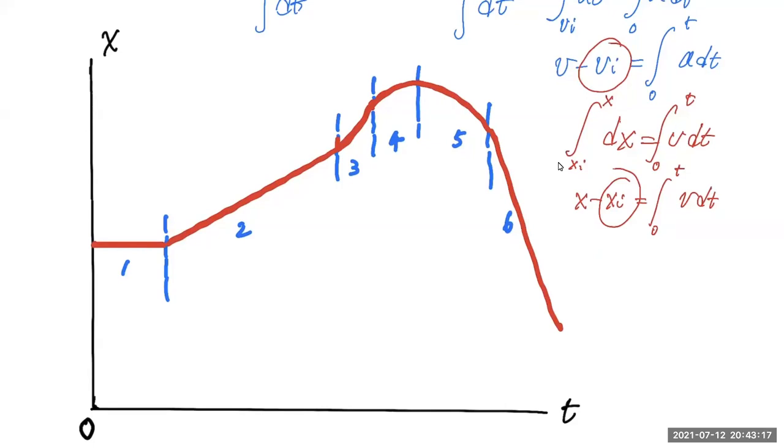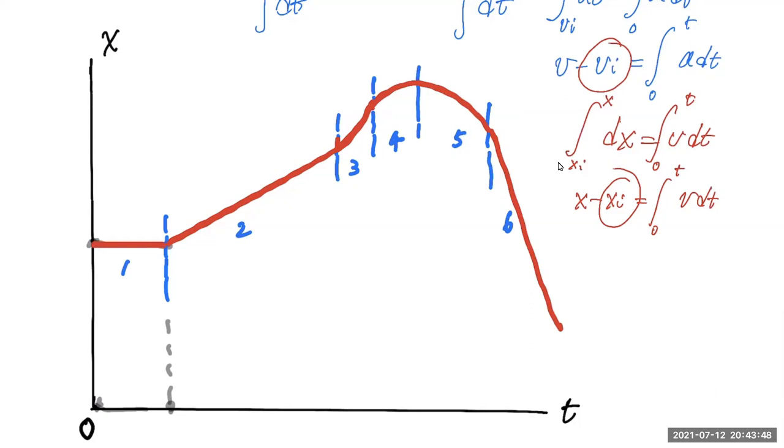Let's look at what happens for these segments, 1, 2, 3, 4, 5, and 6. What happens in segment number 1? Well, here's the t-axis. As time progresses between this moment and that moment, x stays the same. What does that tell you? It's not even moving.